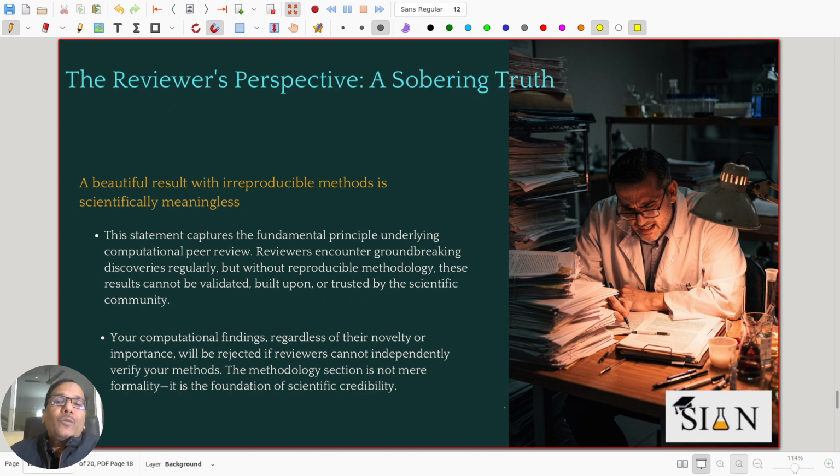So, reverse perspective: a beautiful result with irreproducible methods is scientifically meaningless. This statement captures the fundamental principle underlying computational peer review. Reviewers encounter groundbreaking discoveries regularly, but without reproducible methodology, these results cannot be validated, built upon, or trusted by the scientific community. Your computational findings, regardless of their novelty or importance, will be rejected if reviewers cannot independently verify your methods. So the methodology section is not a mere formality, it is the foundation of scientific credibility.